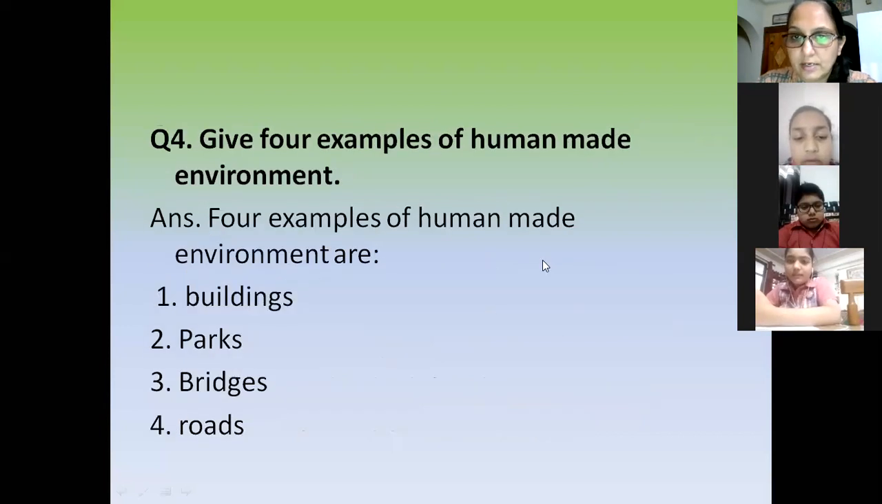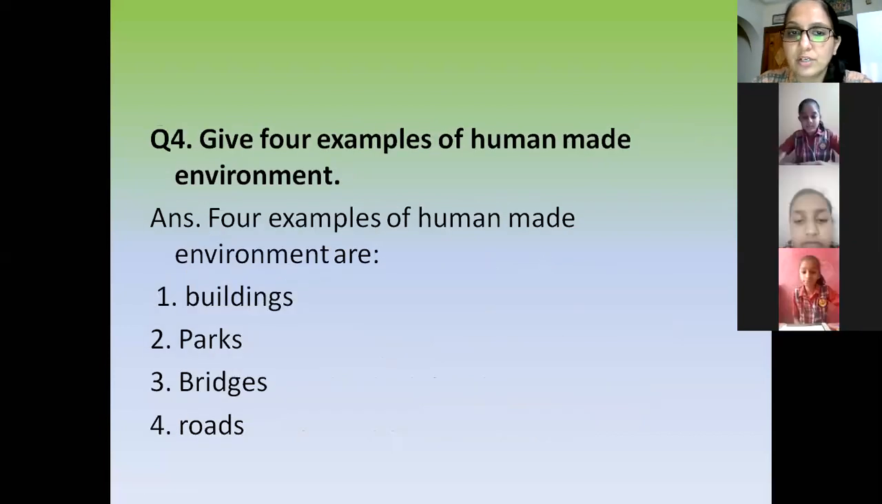Let's move on to the next question. Give 4 examples of human-made environment. Buildings, parks, bridges, roads. Can you give me some more examples? You will only say your name and then start speaking.